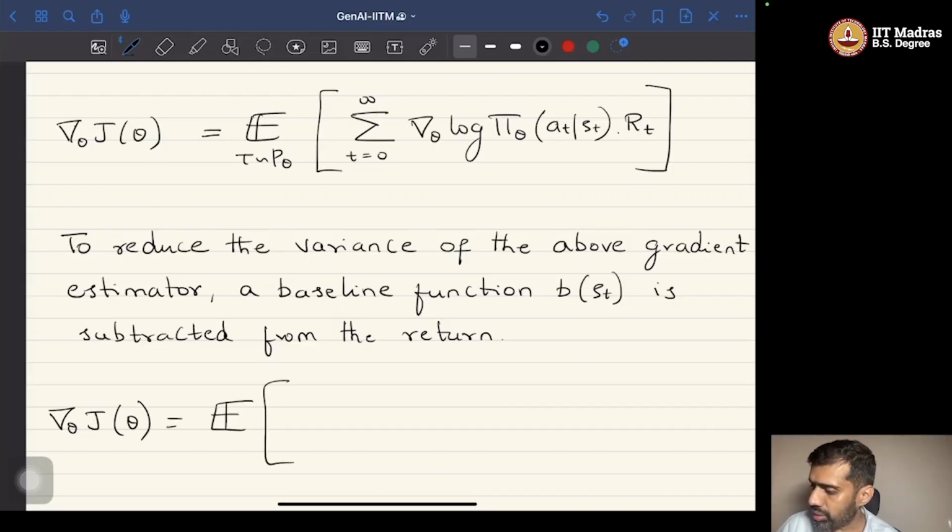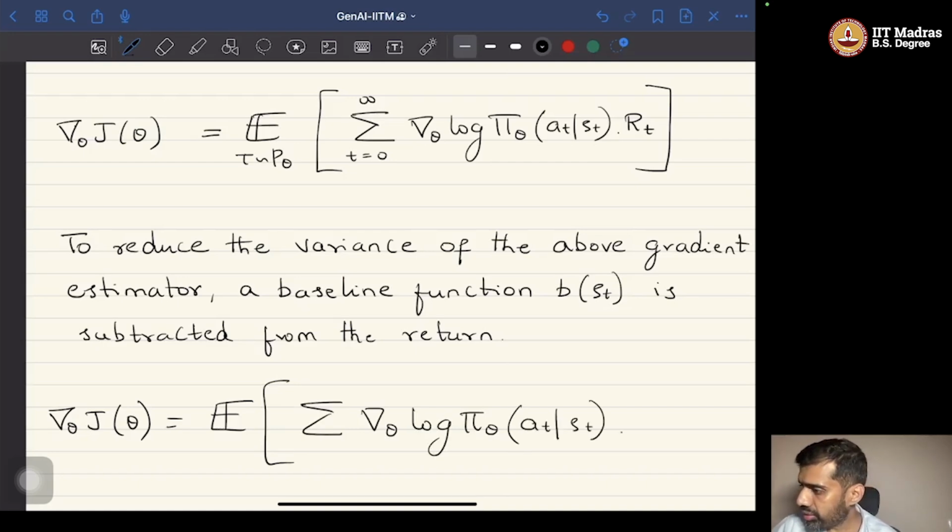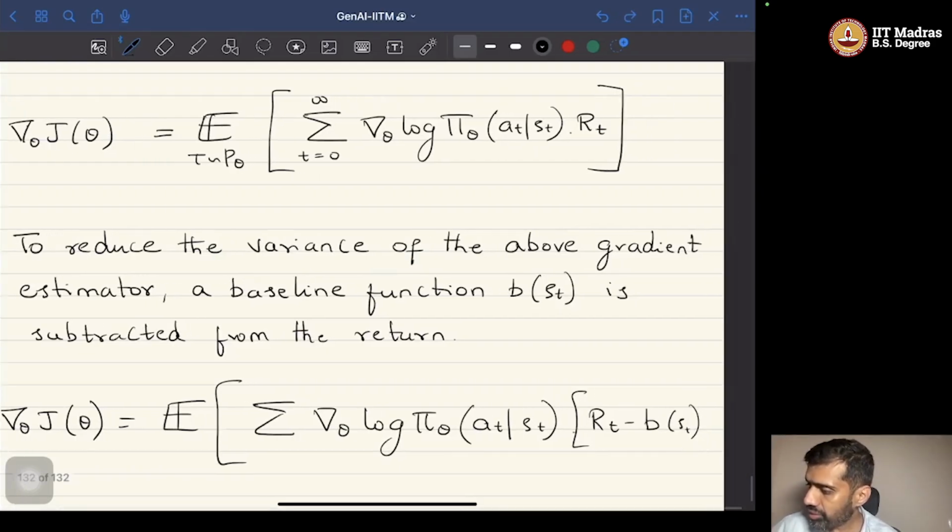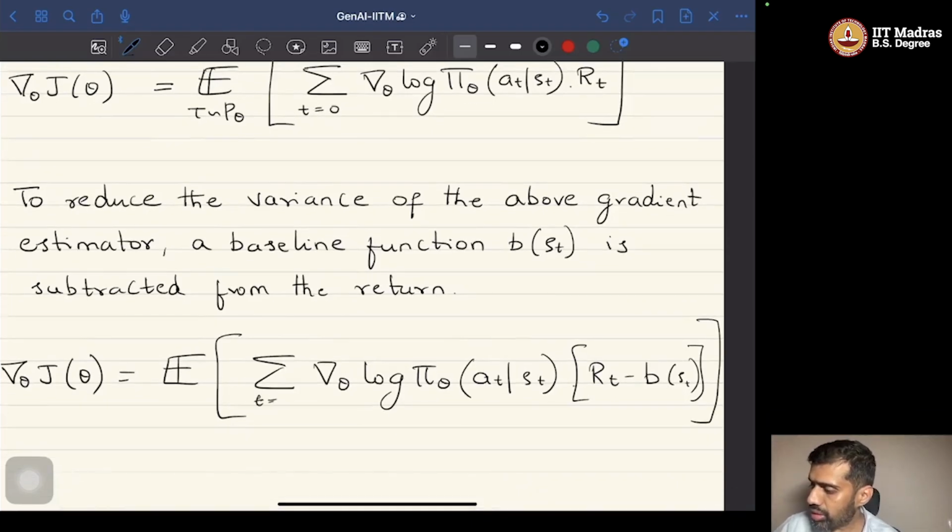This expected value of the sum of log of policy. Now here instead of Rt, what we have is Rt minus b of st, which is called the baseline, which is now subtracted from the return, t equal to 0 to infinity, and this expectation is with respect to p tau. Okay, so this is the baseline subtracted version of the gradient.